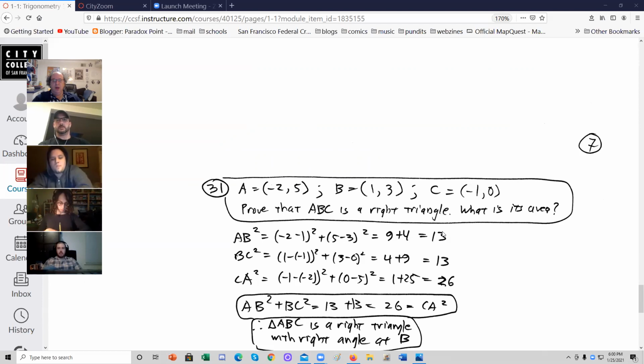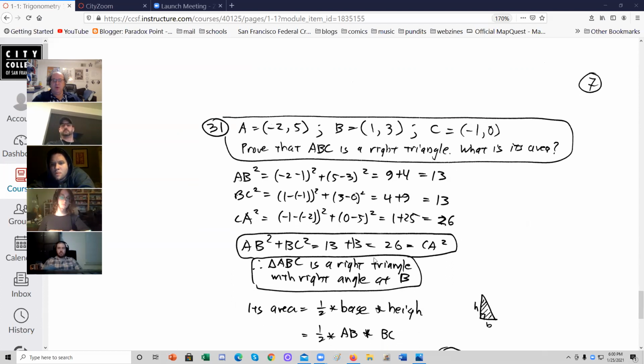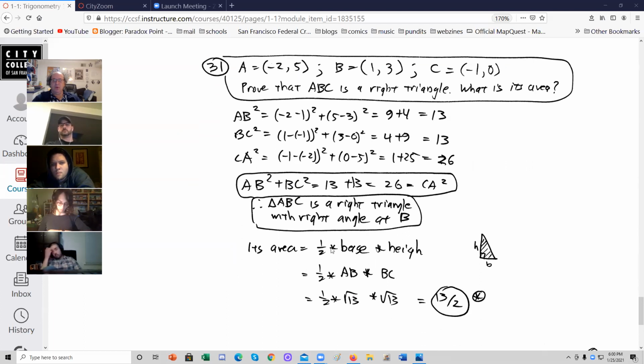And what do you know? AB squared is 13, BC squared is 13, CA squared is 26, 13 plus 13 is 26. So yes, we have a Pythagorean triple, it's a right triangle with a right angle at B. Now the area of a triangle is 1/2 base times height. All right, 1/2 times AB, which is root 13, times BC, which is root 13, here and here. Multiply it out, you get 13 halves.